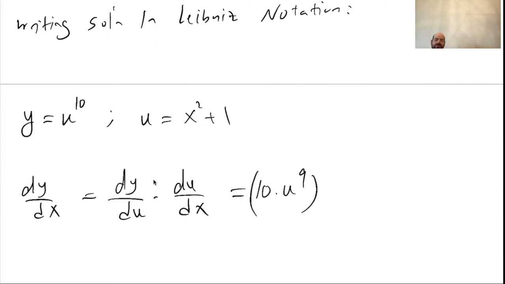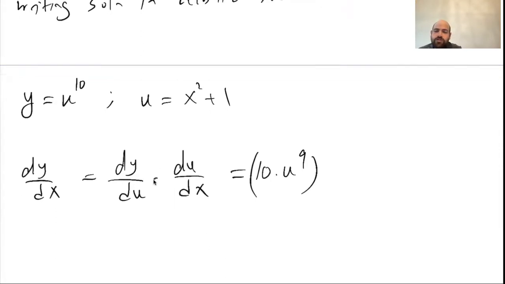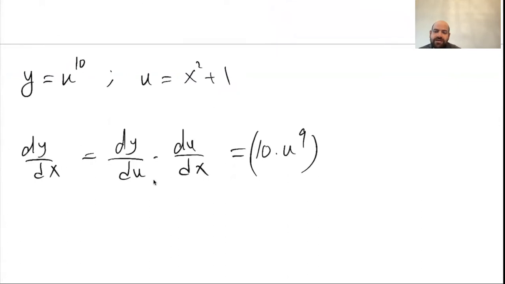See, y is u to power 10. So this is a little bit tricky. So it's sometimes confusing for some students. So y is u to power 10. But what do I want to find? The question asks me to find dy over dx, which means derivative with respect to x.